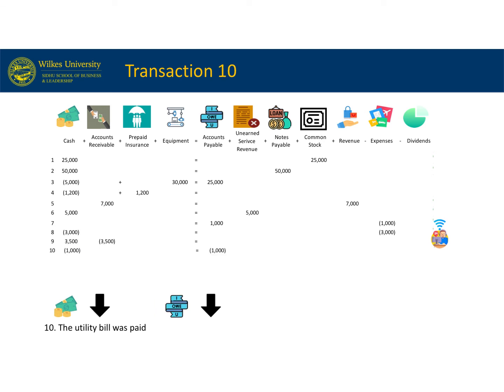In transaction 10, the company paid the utility bill. Since the amount was already owed and recorded as accounts payable, both the asset cash decreased and the accounts payable decreased. As with all other transactions, the accounting equation holds.